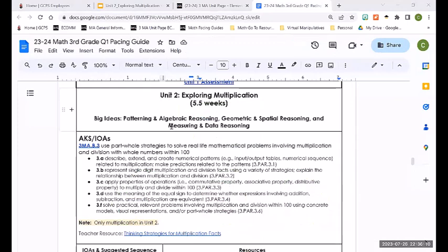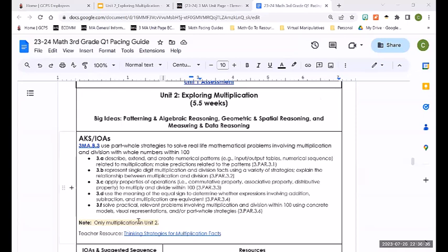In this box, on the pacing guide, you will see the unit name, which is Exploring Multiplication, and a suggested pacing. For Unit 2, we suggest 5.5 weeks. The big ideas for the unit are included, as well as any links we feel would be beneficial for the entire unit.